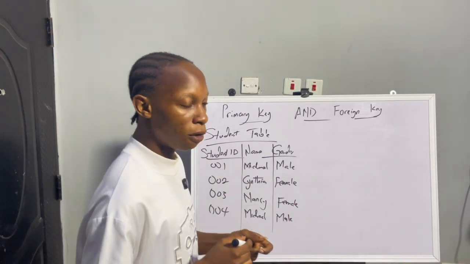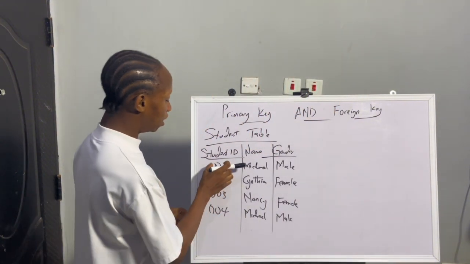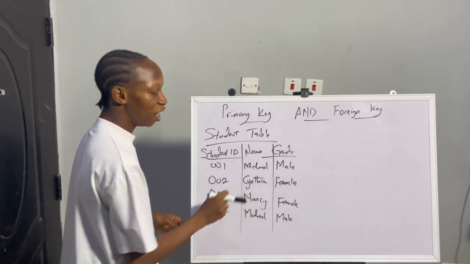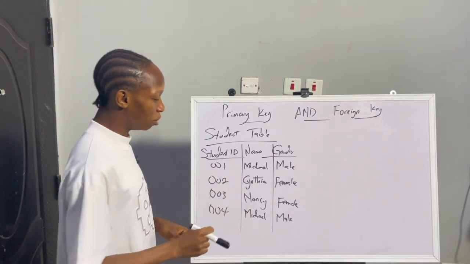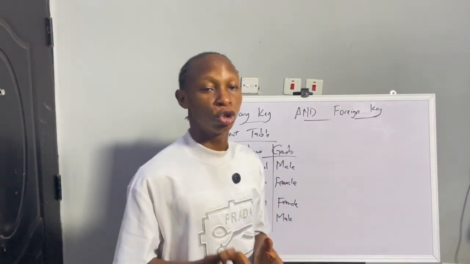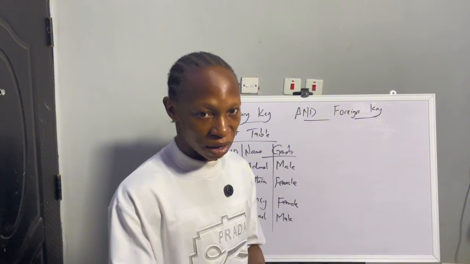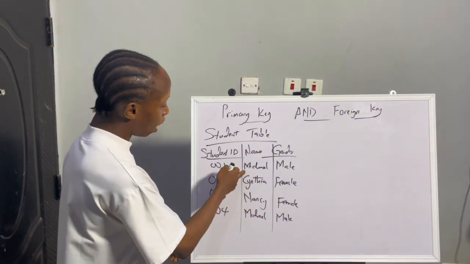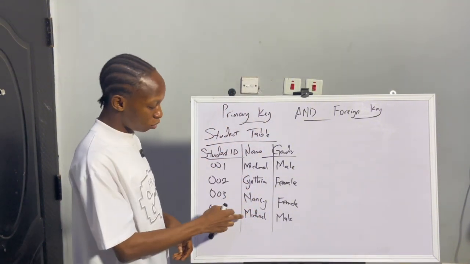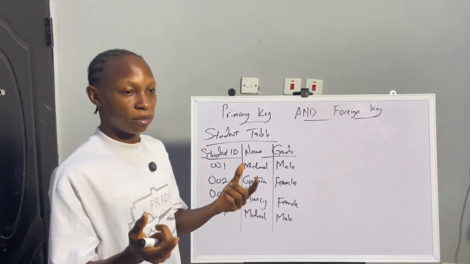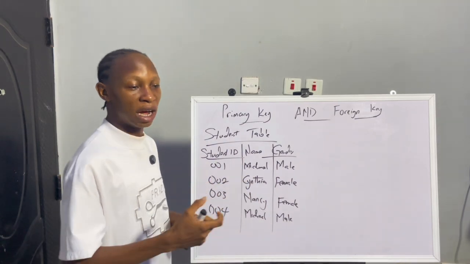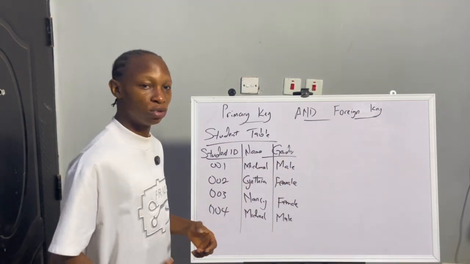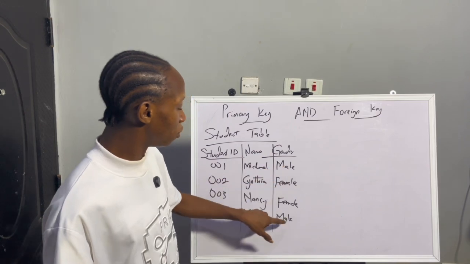So now, from my definition earlier, it is only student ID that can be used to uniquely identify each record in this table. It is possible for two or more students to have the same name. For example, I have a student with the name Mike here. We have another Mike here. There are two different students, but they have the same name. It is possible to have multiple students fall under the same gender category. We have two female, we have two male.